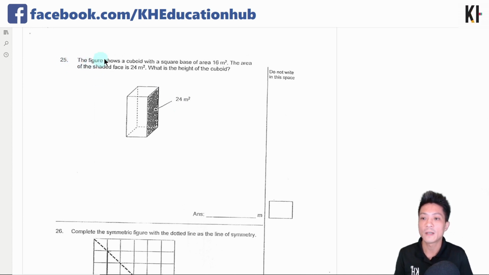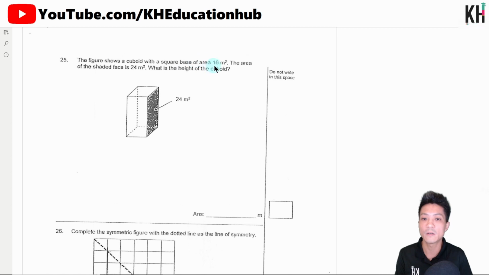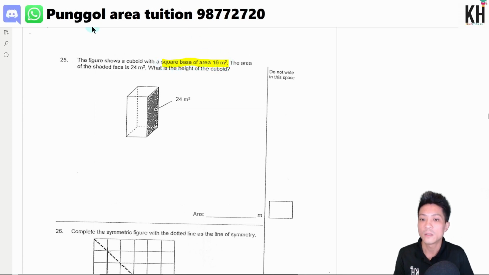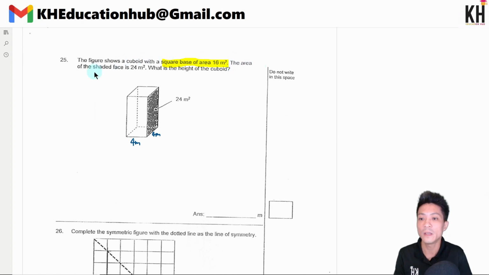Okay, question 25. The figure shows a cuboid with a square base of area 16 meter square. So there is a square base of 16 meter square. Okay, so immediately I know that the base is 4 meters by 4 meters. The area of the shaded face is 24 meter square. What is the height of the cuboid?